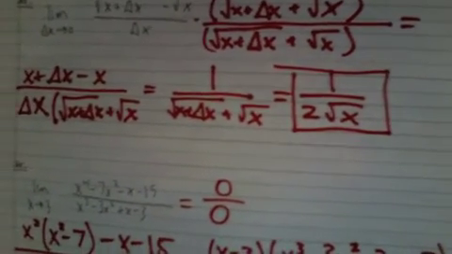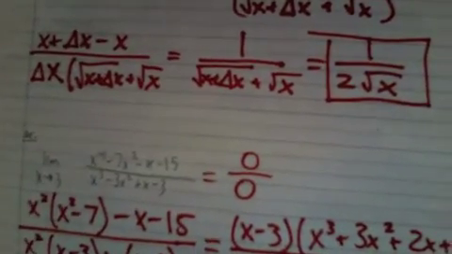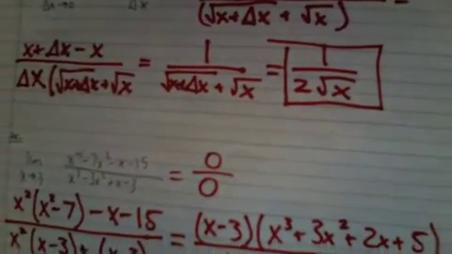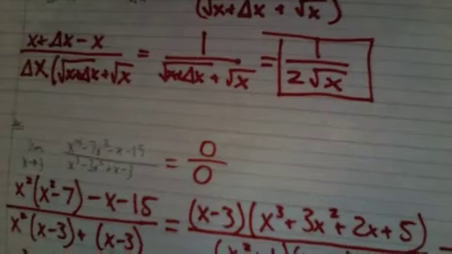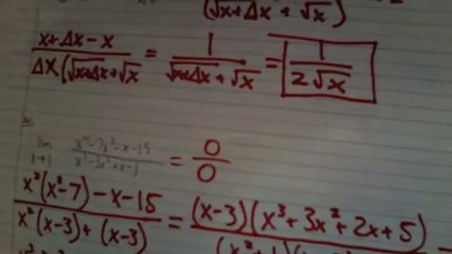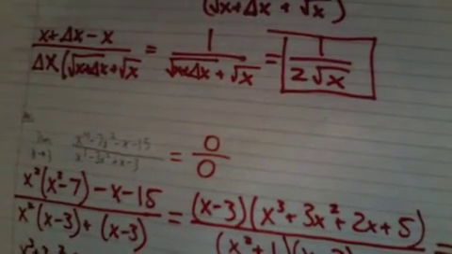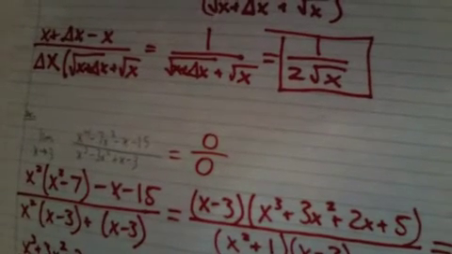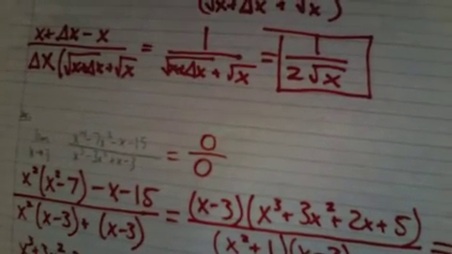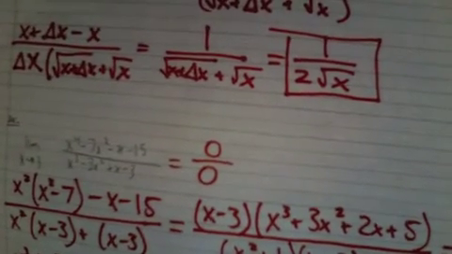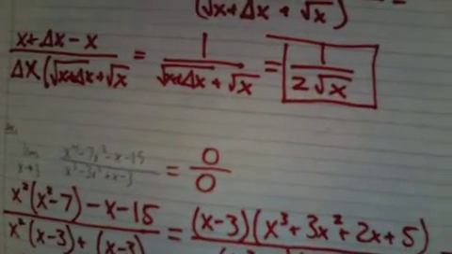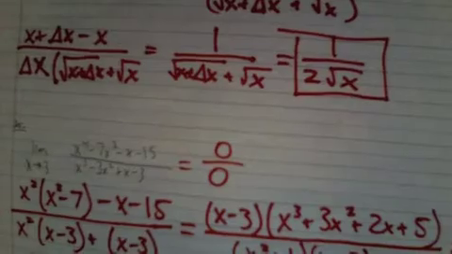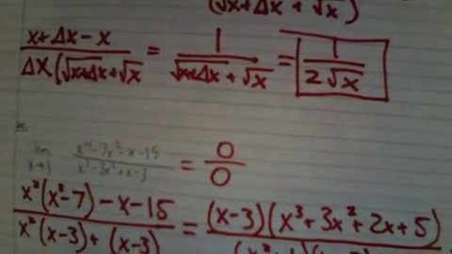And that's going to work out really nice when you multiply it through, because the square root of x terms cancel out, and then the delta x from the numerator cancels out with the denominator, and that's going to get you 1 over the square root of x plus delta x plus the square root of x. Then when you plug in 0, your final answer is just going to be 1 over 2 square root of x.